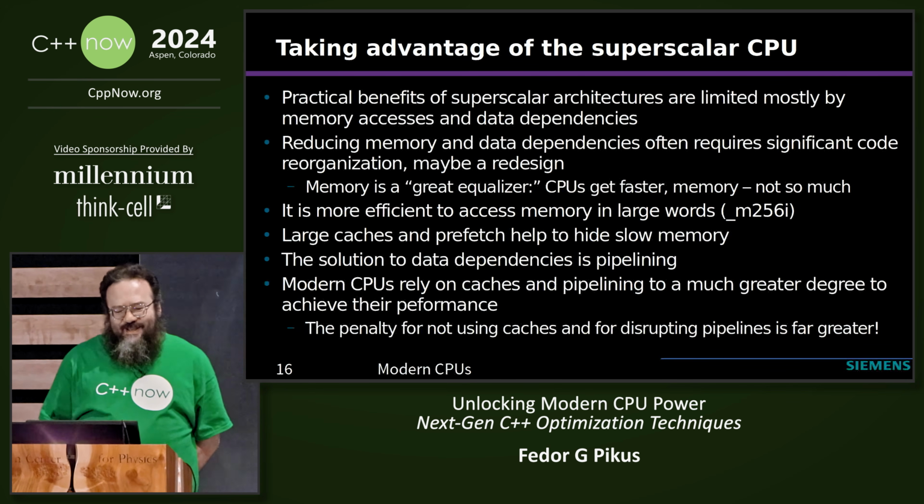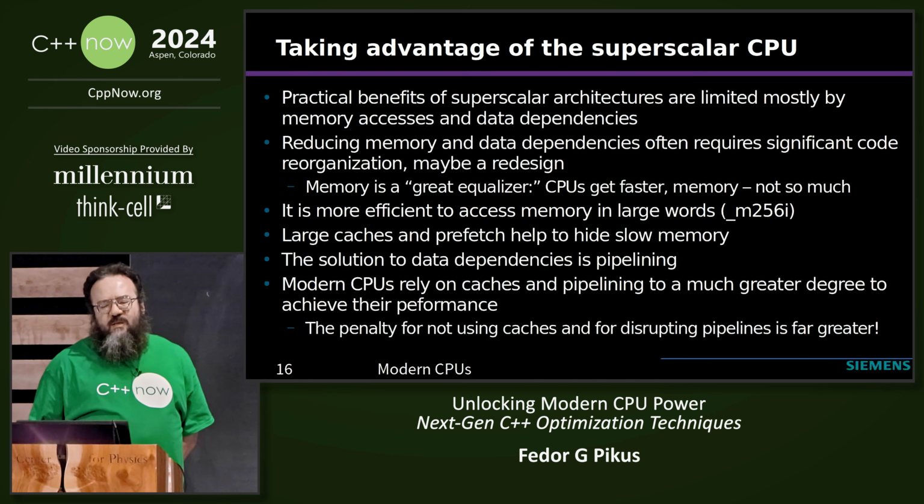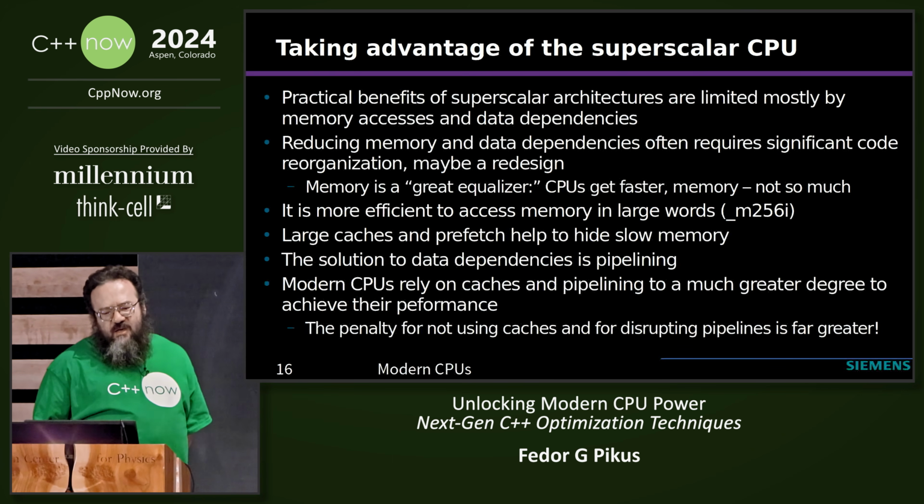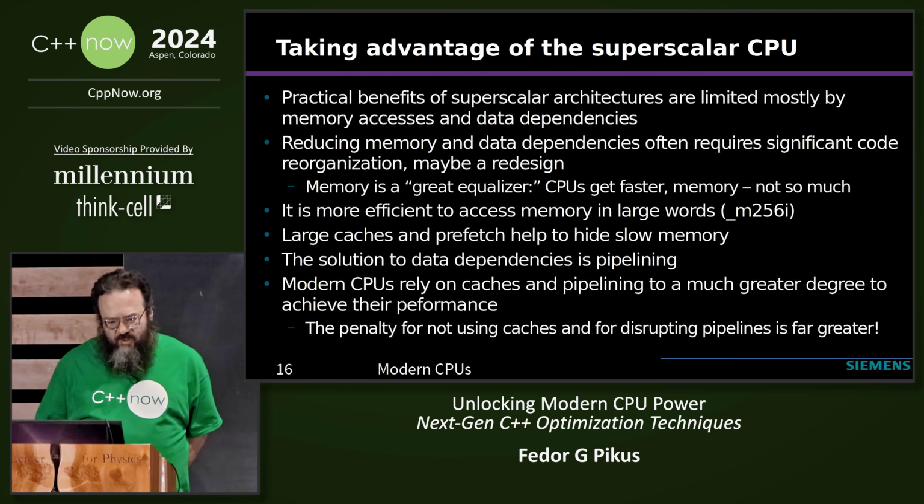So in practice, the superscalar architecture is primarily limited by data dependencies and memory accesses. So if you're memory bound, you're basically not getting a lot, at least from that part of the CPU enhancements.